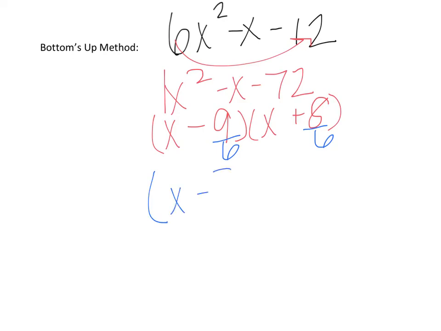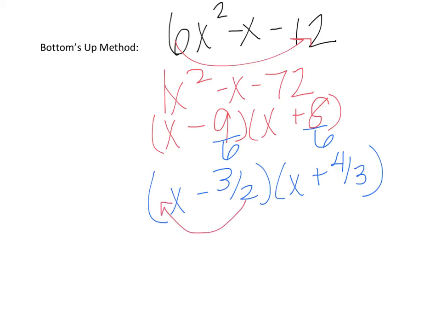So x minus 3/2 and x plus 4/3. Bottoms up, the name of the game. My denominator becomes my leading coefficient. So 2x minus 3 and 3x plus 4.